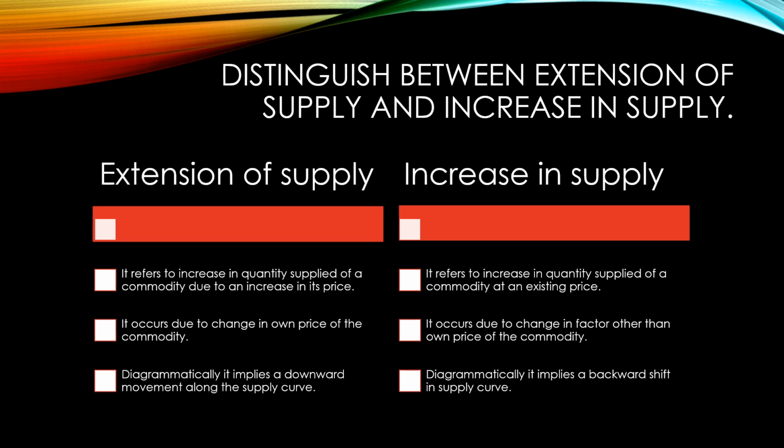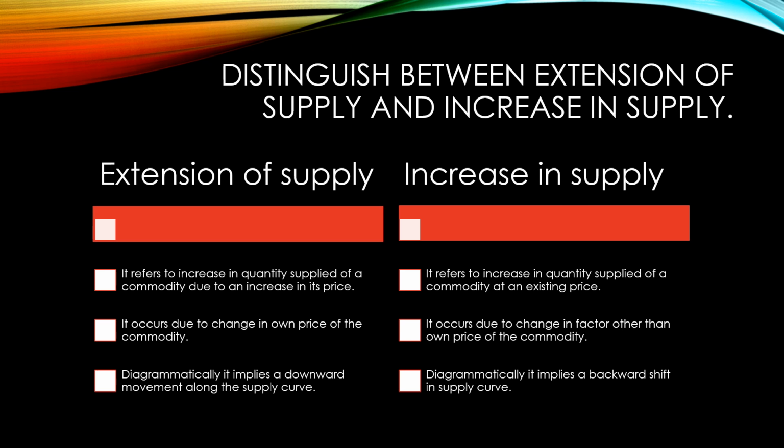And increase in supply means what? It refers to the increase in quantity supplied of a commodity at an existing price. Whatever the price is given there, at that price, if your quantity supplied changes, then we can say this is an increase in supply. But in the case of extension of supply, the quantity supplied will increase only due to the change in the price. If the price changes, then only the quantity supplied will increase.